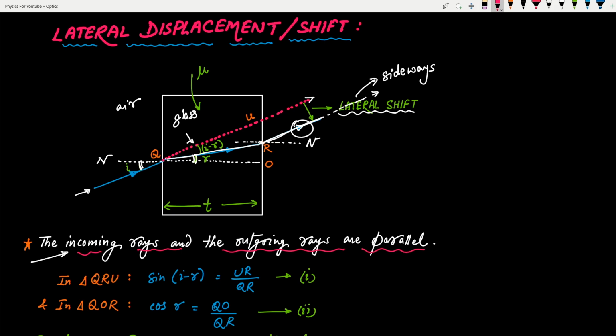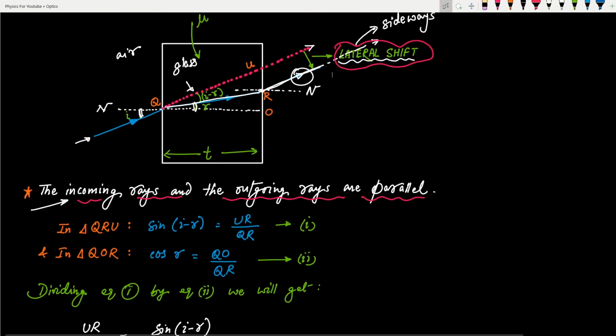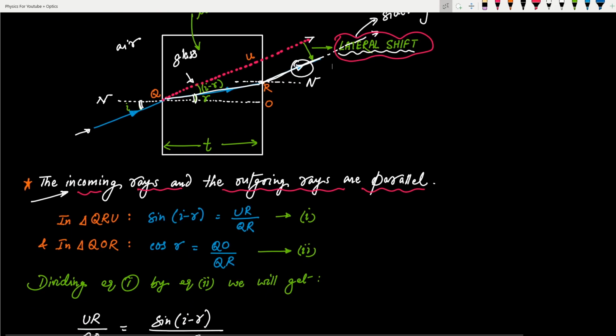Now how to measure this lateral shift? As you can see here, what is the magnitude of this lateral shift? How to calculate that? So let's understand the proof, and it's very easy. It's a two-line proof. So let's understand the ray diagram. Now we have marked some points like Q, O, this is R, this is U. Okay, we'll be playing with these points. Now if you look into the ray diagram and find out the triangle QRU, this is the triangle QRU.